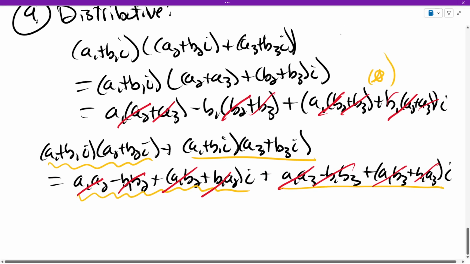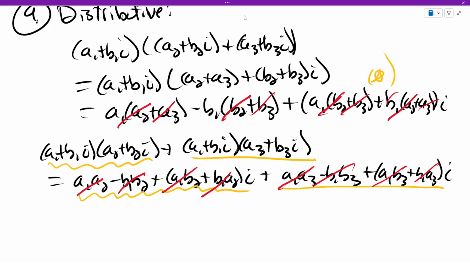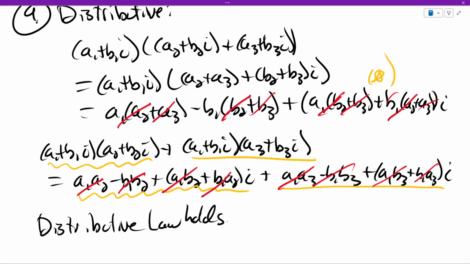And so it's distributive. The distributive law holds. And that's all the checks we needed to do, minus me cheating for associativity and multiplication. So C is a field. Fantastic.